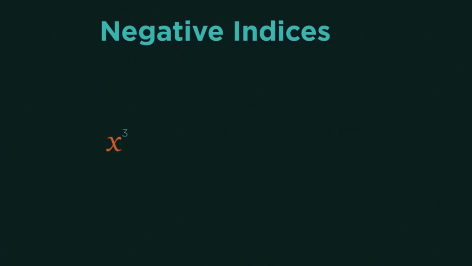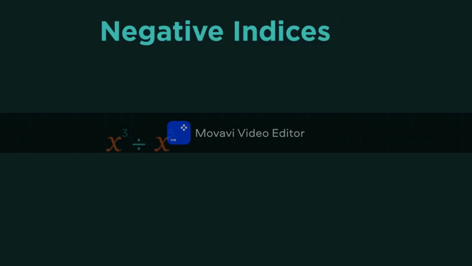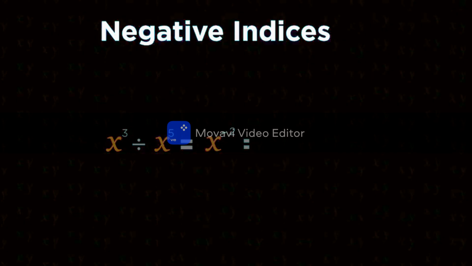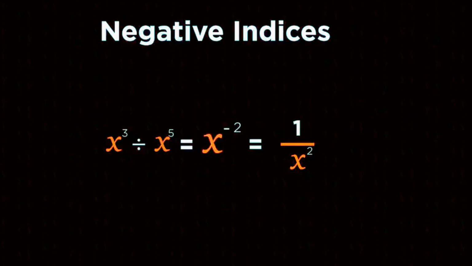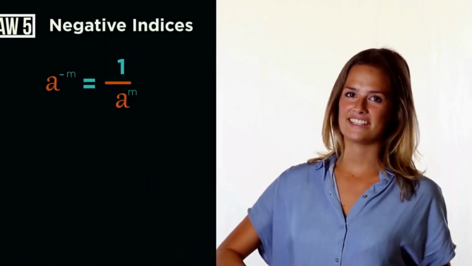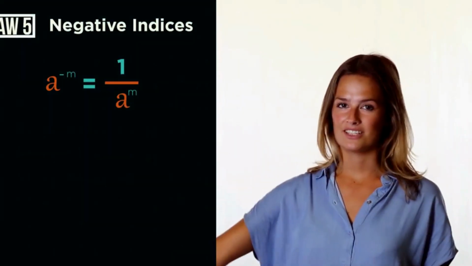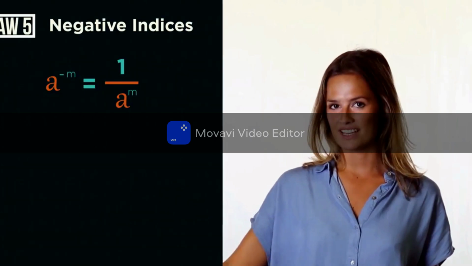So x to the power of 3 divided by x to the power of 5 is x to the negative 2, but it's also 1 divided by x squared. So see how x to the negative 2 is 1 divided by x squared. So for negative indices, we drop it down to the denominator and make it positive.